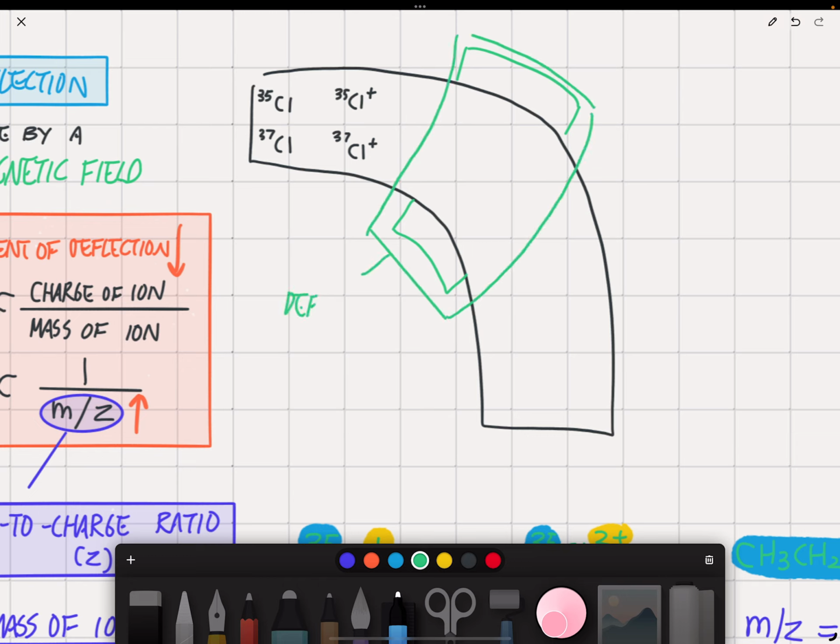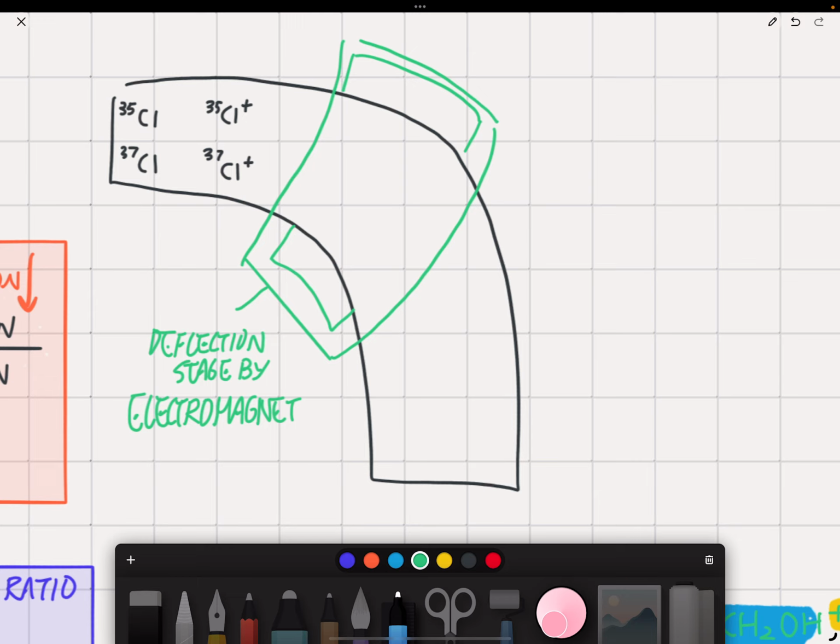So this is the deflection stage by the electromagnet, by the magnetic field. Okay, so this is an electromagnet put in place. We use an electromagnet instead of a permanent magnet because we want to adjust the size of the magnetic field so that we can direct ions of different mass to charge ratio to the detector. So the detector is here, but these ions, originally they are accelerated by the electric field in this direction.